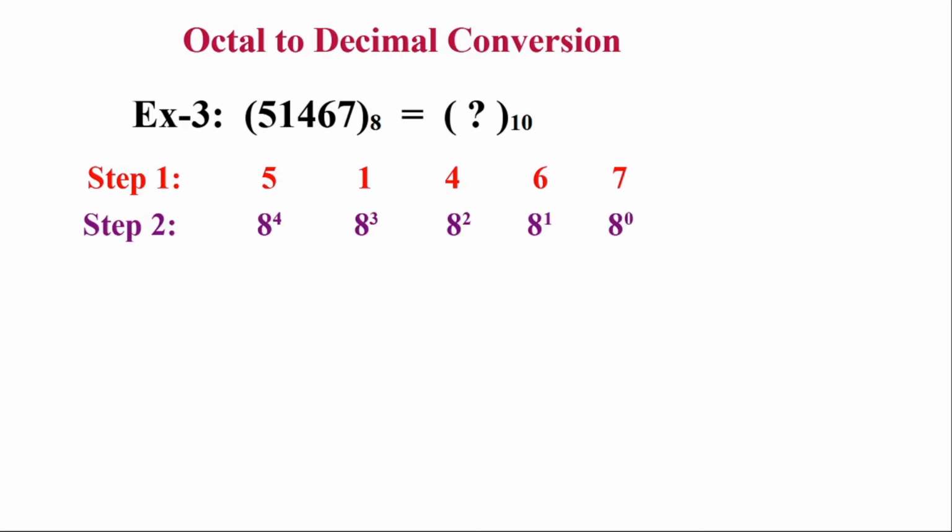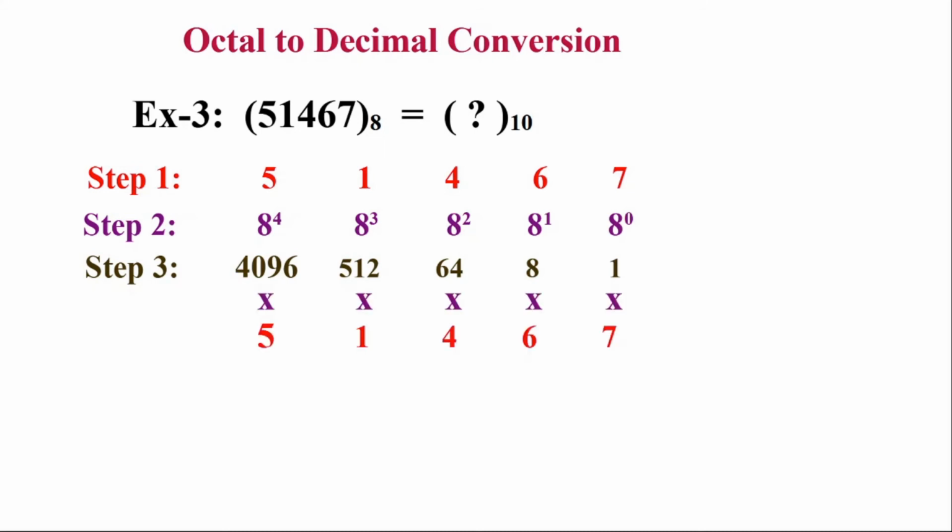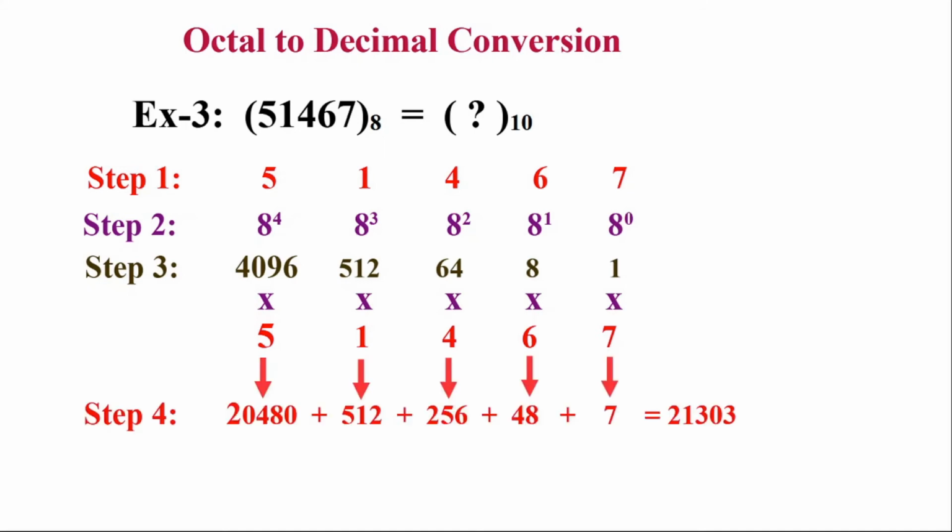Step 1, we have to write the number, then we have to write the weight values. In this case, no 0 digits are there, so we have to perform the multiplication operation, and in step 4 we have to add up all the values, and finally we will get the result. Here 21303 is the decimal equivalent of octal number 51467.